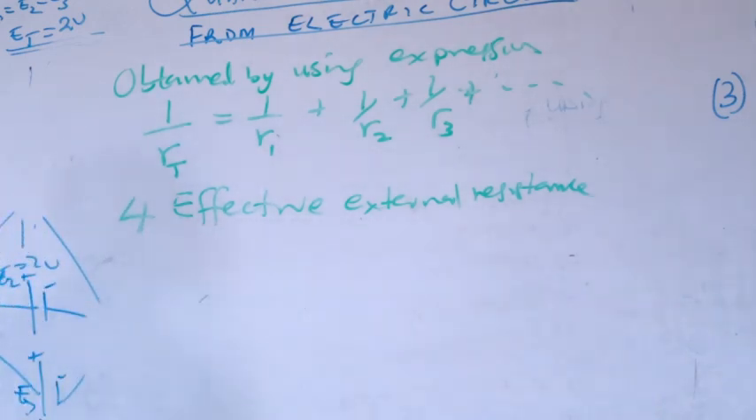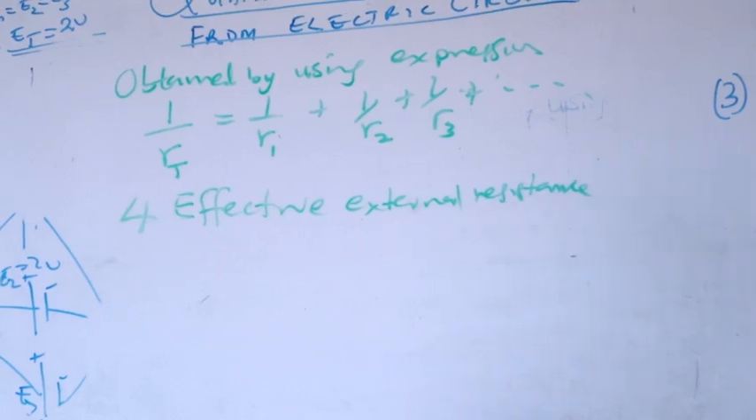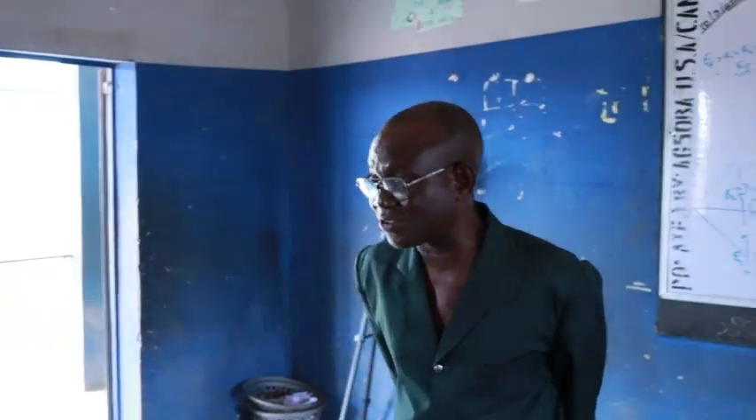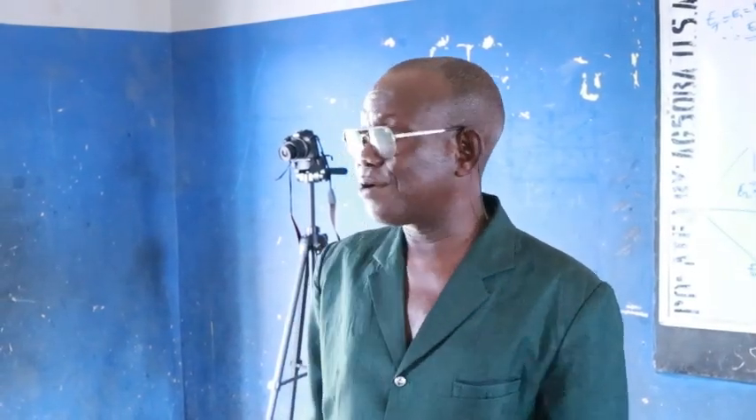That is the resistance outside the cell. The resistance outside the cell is referred to as effective. That means when we say effective, you have more than one resistor. If you connect 2 resistors or 3, then you can talk about effective external resistance. Effective means combination of all the resistance that are not in the cell. The resistance in the cell is referred to as internal resistance. The one outside the cell is referred to as external resistance.